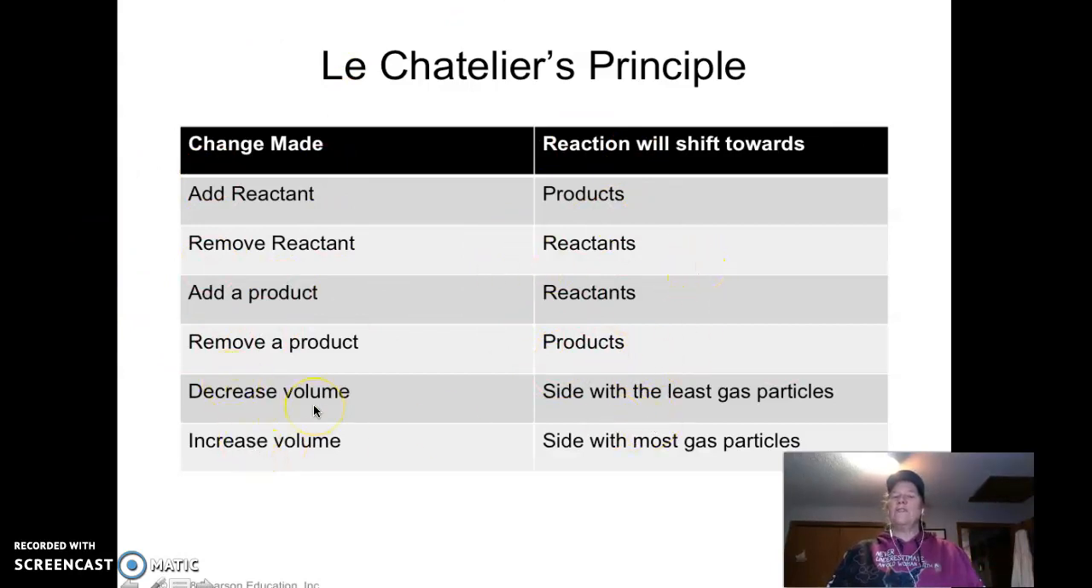Okay, if you decrease the volume, the side with the least gas particles is the one it's going to shift toward. And I'm talking about the equilibrium, okay? So again, when I'm talking about volume and least gas particles, you're looking at the moles, okay? If you have 2 moles of a gas plus 4 moles, those are your reactants. That's 6 moles on your reactant side. And then on your product side, let's say you end up with 3 moles. Okay, so you've got 6 and 3. The one with the least gas particles would be the product side with a 3. The one with the most would be the reactant side. So when you're looking at volume, you've got to look at the moles. Okay?